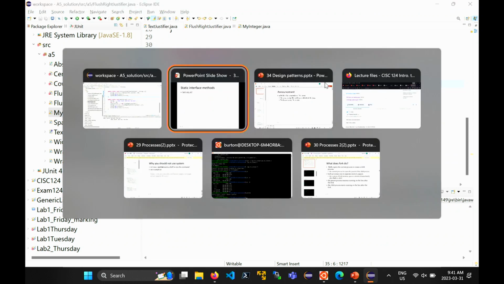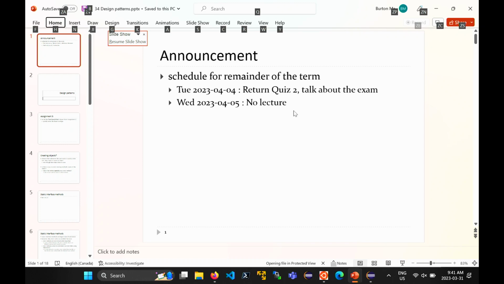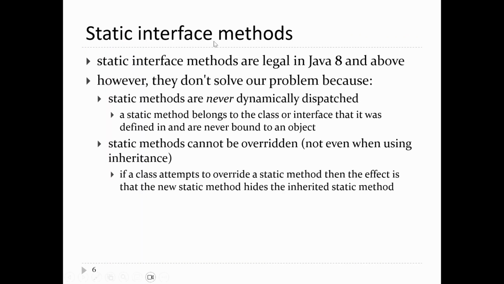Static methods don't behave the way you want them to in inheritance or when you implement an interface. You can put a static method into an interface as of Java 8, but it has to have an implementation. Notice that the static method in this case doesn't solve our problem. As in the method I just showed you, static methods are never dynamically dispatched.